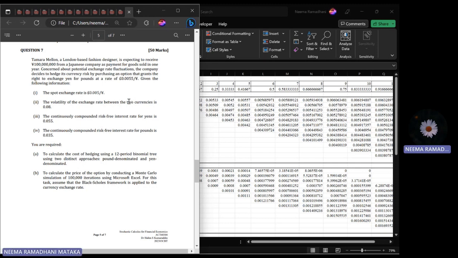Given the following information, so the following is what we're going to use to solve the question. The first information given is that the spot exchange rate is 0.005 pounds per yen. The second is that the volatility of exchange rate between the two currencies is 0.08, and the continuously compounded risk-free interest rate for yen is 0.055, and the continuous risk-free interest rate for pounds is 0.05.